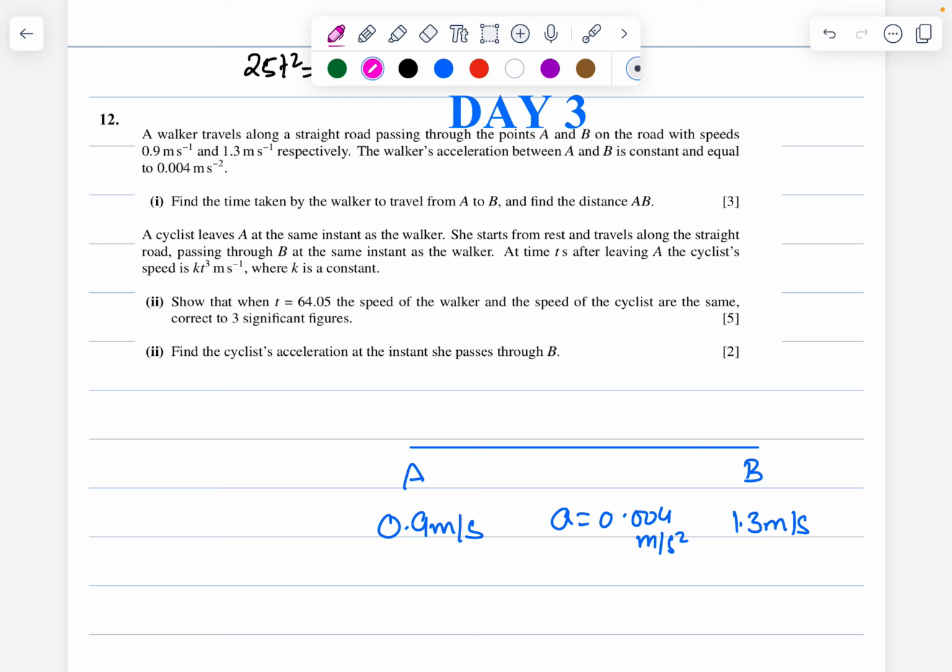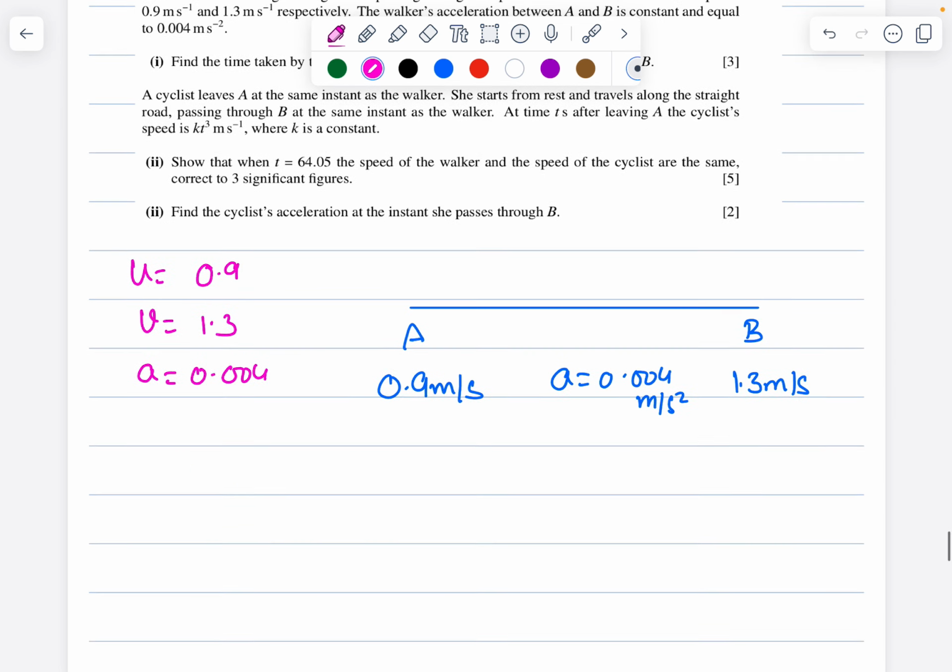So, initial velocity we know, final velocity we know. We have to calculate the time. So initial velocity is 0.9, final velocity is 1.3, and acceleration is 0.004. So for time, I'm going to use v equals u plus at. 1.3 equals 0.9 plus 0.004 t, which gives me t value as 100 seconds. That's going to be the answer.